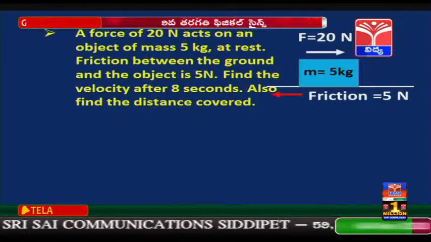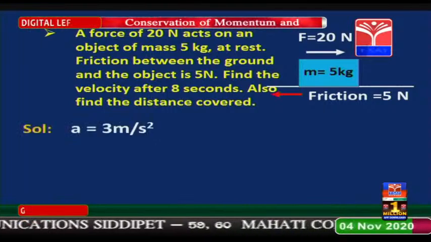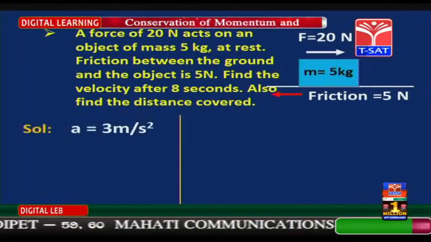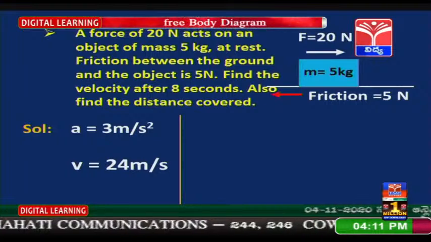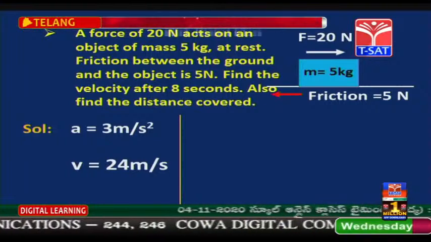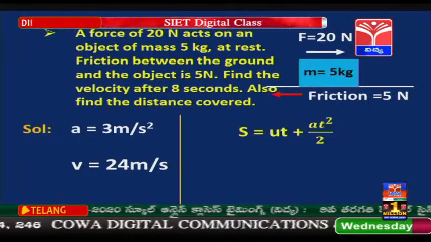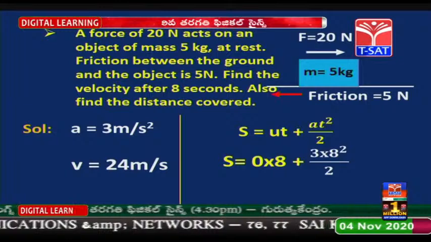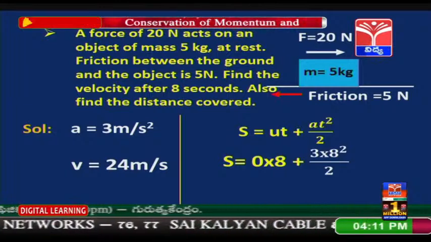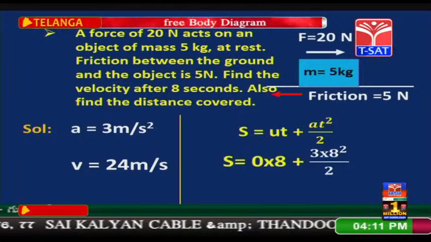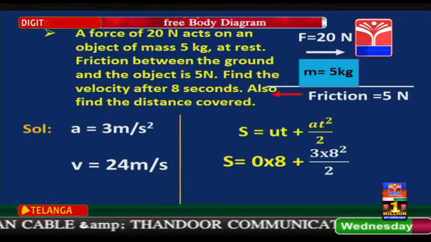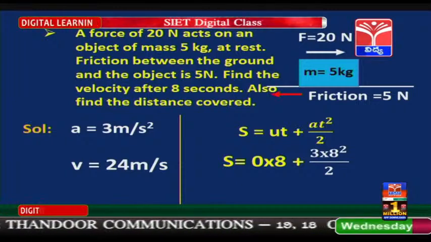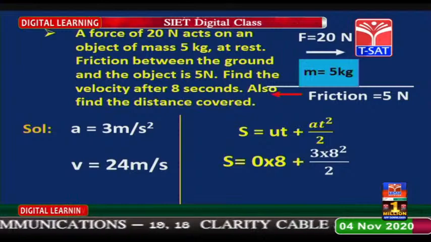Children, let us find the distance covered by the object in these 8 seconds. We found acceleration to be 3 meter per second square. We found velocity to be 24 meter per second at the end of 8 seconds. To find the distance, we use the formula s is equal to ut plus half at square. u, which is the initial velocity, is 0. So, distance is equal to 0 into 8 plus 3 times 8 square divided by 2, which comes out to be 96 meter.